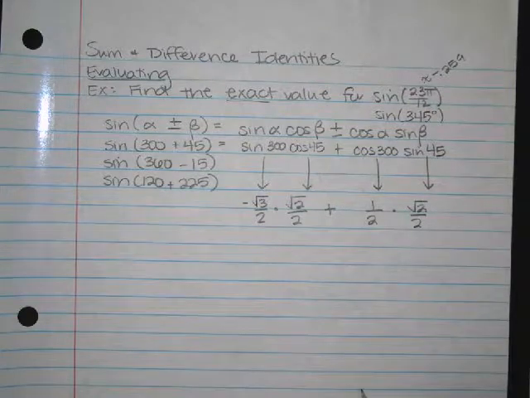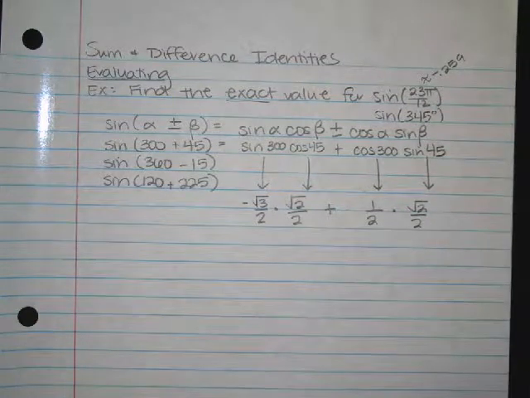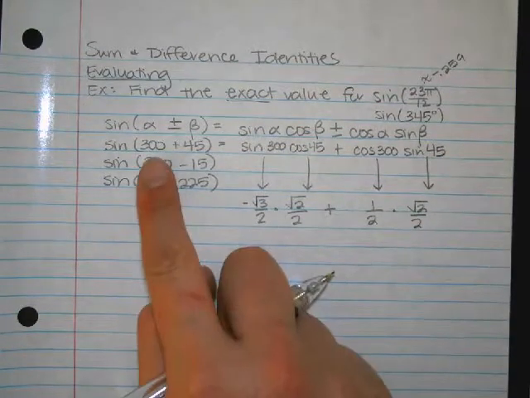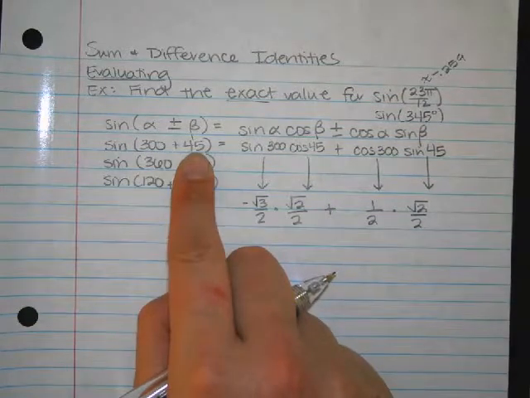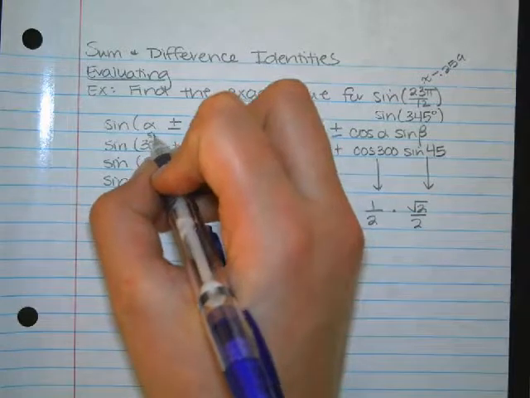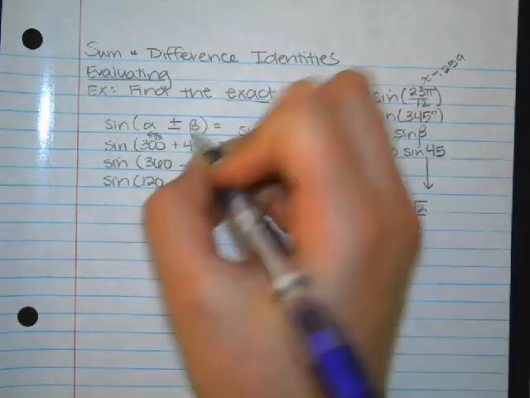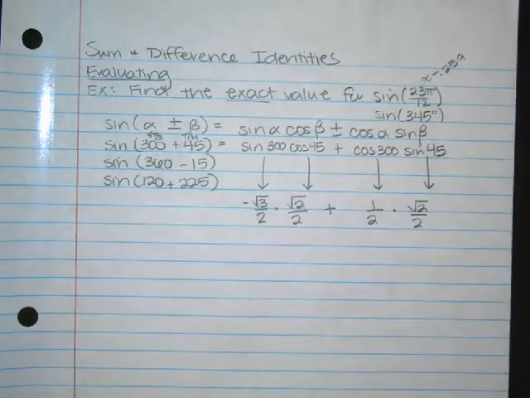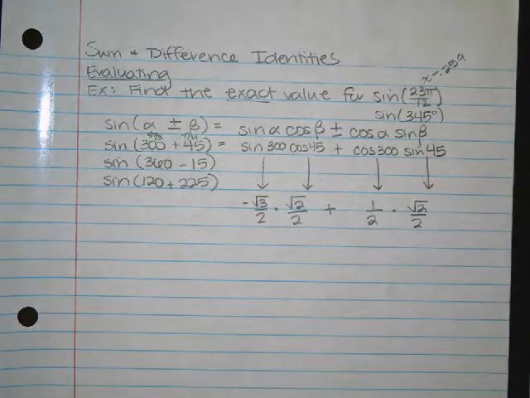If you're not used to looking for degree measures, then as soon as you knew it was 345, you could think of it instead as 5 pi thirds plus pi fourths, and then you'd be good. Does that make sense? If you want to look for the radians because that's what you're used to, that's fine.